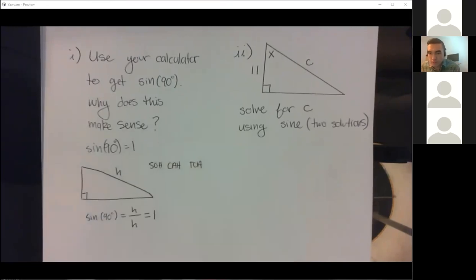Just kind of a fun fact, you know? Does this work with any number or just 90? This works with 90. Okay. Because it produces this particular ratio, yeah?